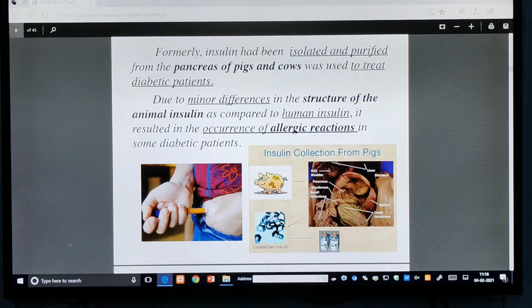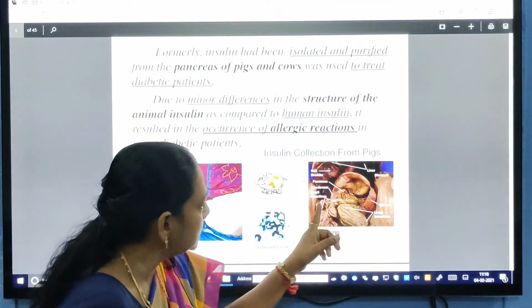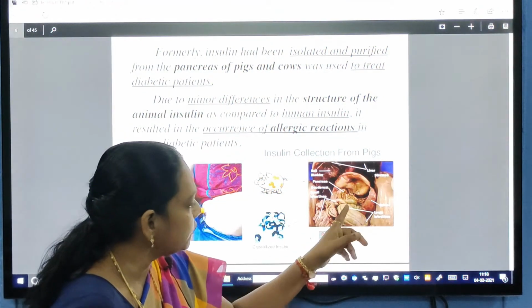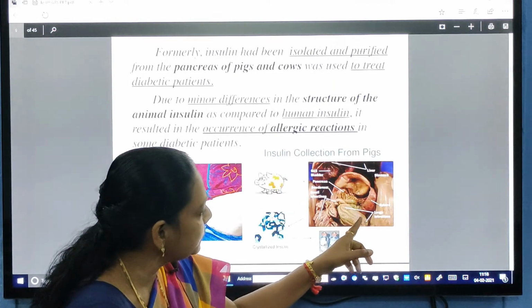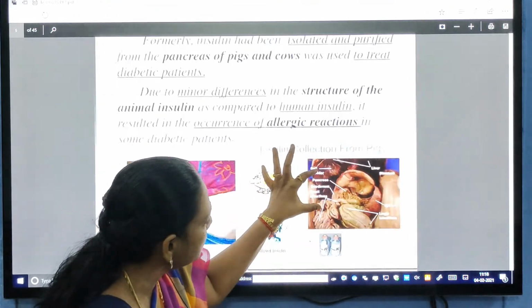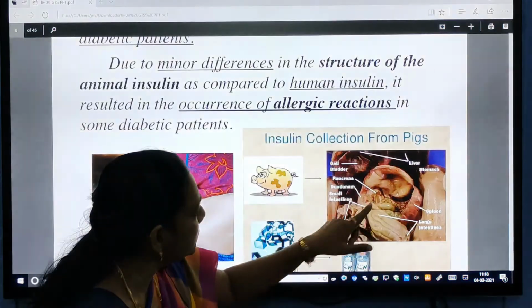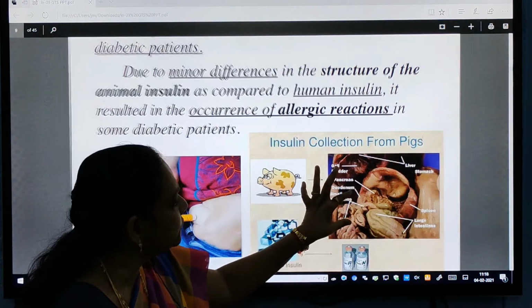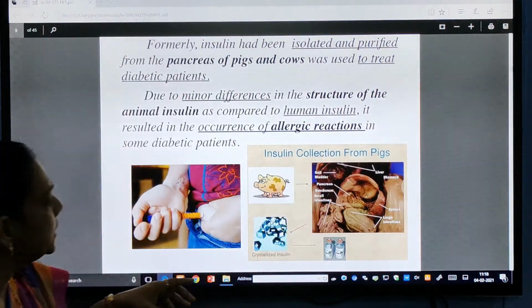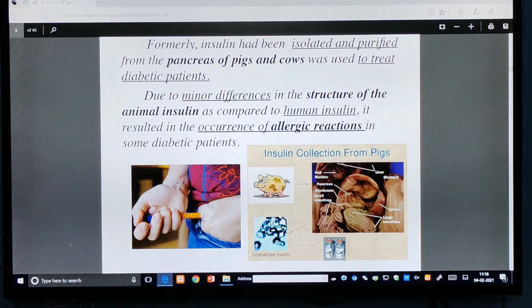Formerly, insulin was isolated and purified from the pancreas of pigs and cows. Here you can see the picture. This is the anatomy, the inside structure. You can see the stomach and the pancreas. This is a collection from pigs. Here you can see the cells which are identified, and actually the insulin was previously isolated from pigs and cows, that is the bovine, to treat diabetic patients.